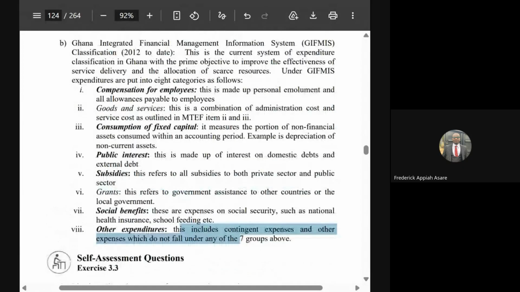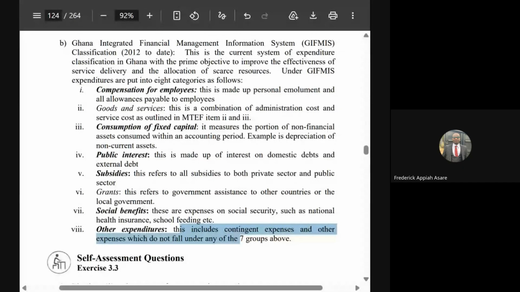So if they tell you to prepare the income statement of the central government, under the revenue side, you want to see tax revenue, non-tax revenue, and grants. Under the expenditure, you want to see line items like compensation, goods and services, consumption of fixed assets or fixed capital. You want to see public interest, you want to see subsidies, you want to see grants, you want to see social benefits, and you want to see other expenditures. These are the things that we want to see in the statement of income.